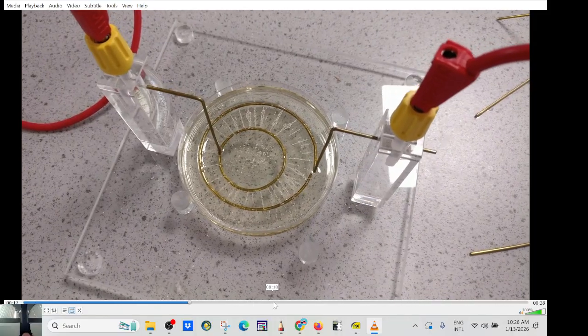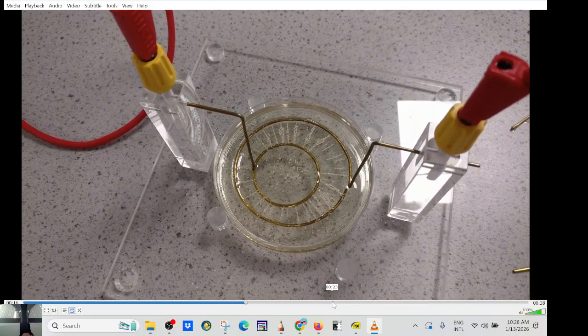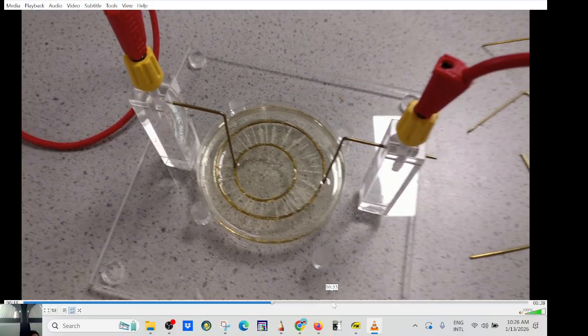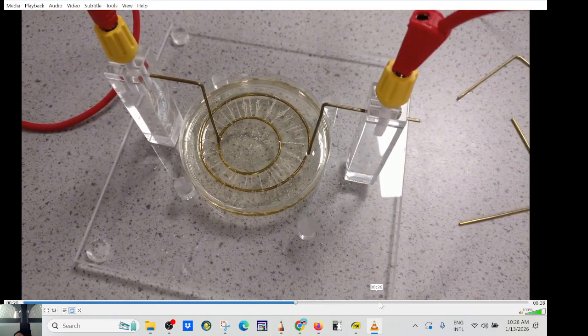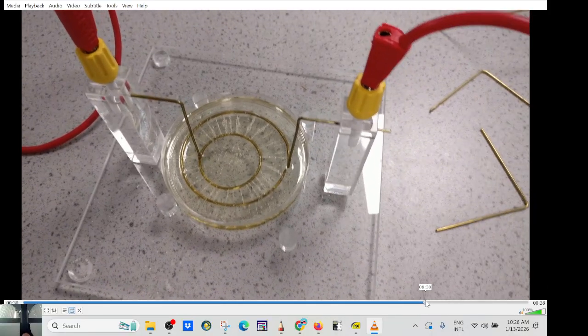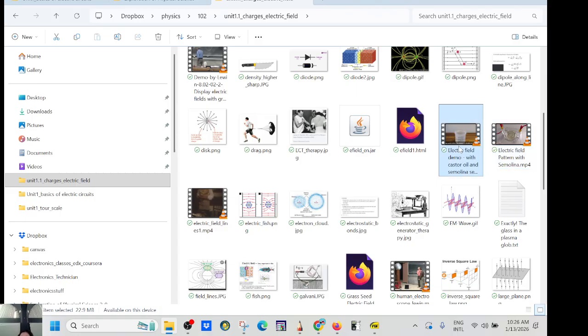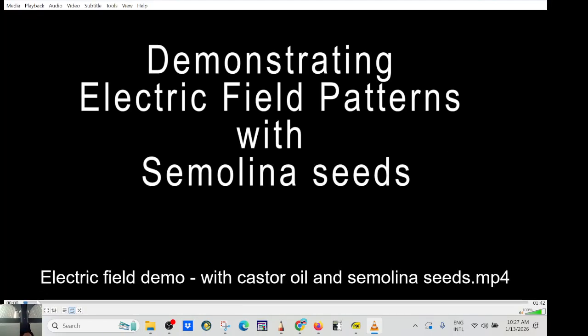With the little grains of semolina, quite a positive and negative charge. What's a British accent? Exciting time. Exciting time, yes. Okay, let's see if I have here.